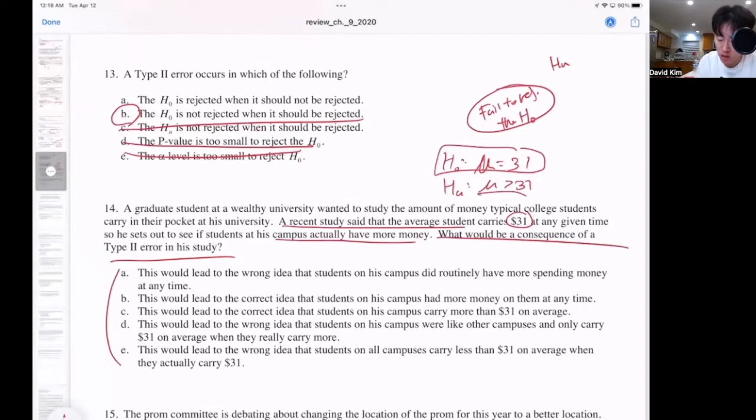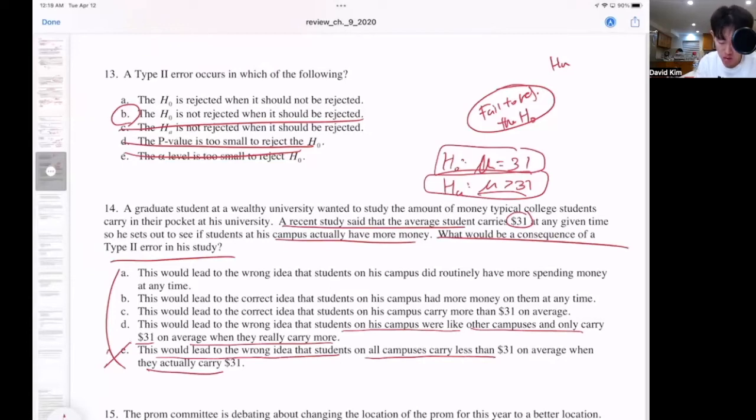Okay, so reading all of this, first I want to figure out which one actually has the wrong idea that the students on his campus were like other campuses and only carry around $31 when they really carry more. So D sounds great. This would lead to the wrong idea that students on campuses carry less than $31 on average when they actually carry more. No, we failed to reject the null. So this is actually going to be true when in reality they actually carry more than $31.